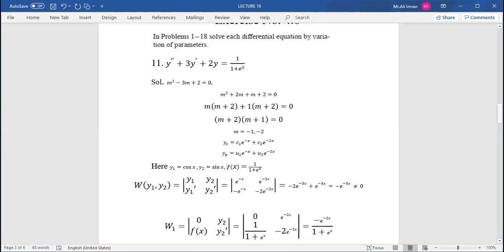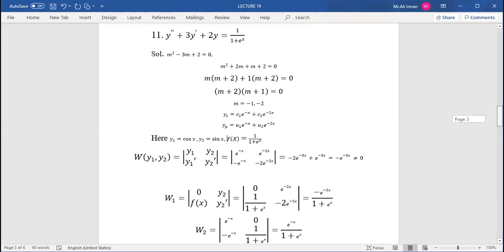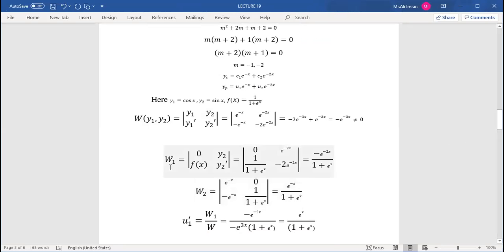f(x) is equal to 1 divided by 1 plus e power x. In order to determine W1, the first column will be replaced with 0, f(x), where f(x) is 1 divided by 1 plus e power x, and y2 is e power minus 2x, and its derivative will be minus 2e power minus 2x. If we evaluate this determinant, we will get minus e power minus 2x divided by 1 plus e power x.